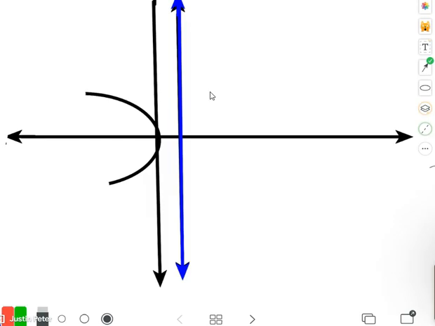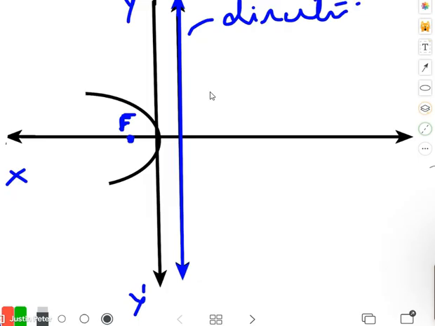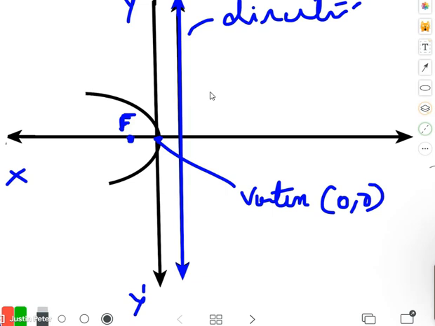So this is going to be our directrix. Now the focus. This is your y dash. The blue line is our directrix, and the vertex is at the origin. What will be F here?